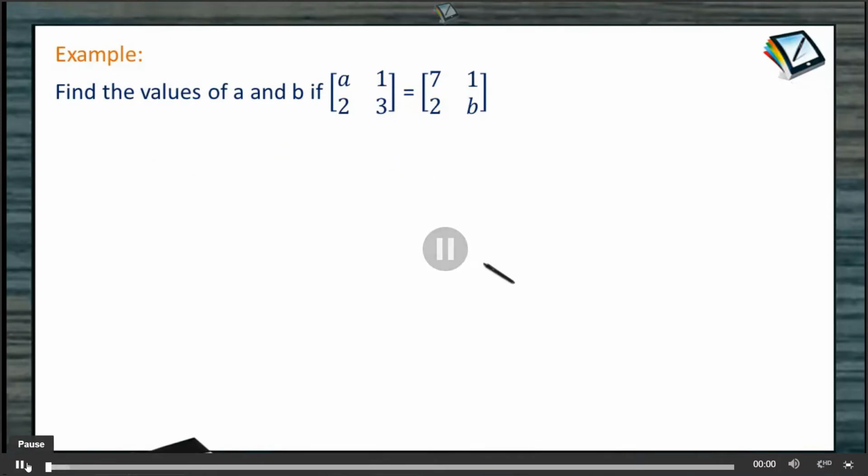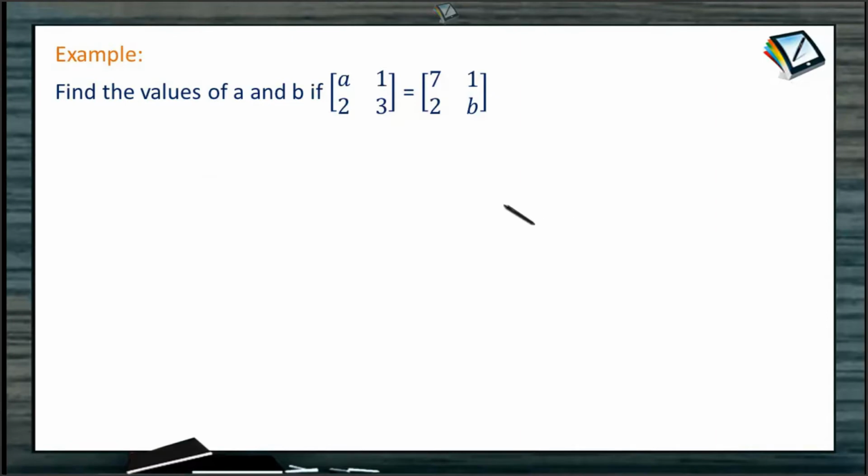A21. Find the values of A and B if the two matrices are equal. Now if you look at both the matrices here, A11 of the first element is A. Similarly, A12 in the first matrix is 1. A21 in the first matrix is 2. And A22 of the first matrix is 3. We have identified every element of the first matrix.